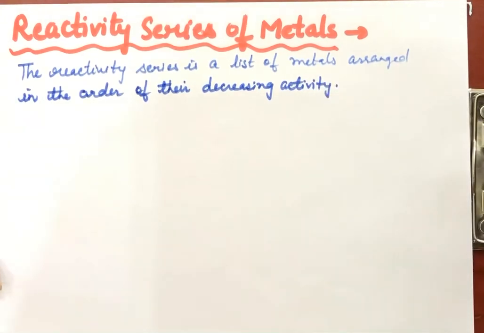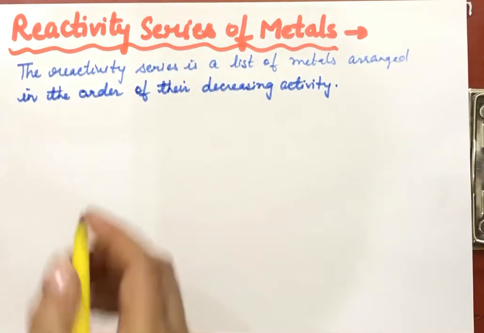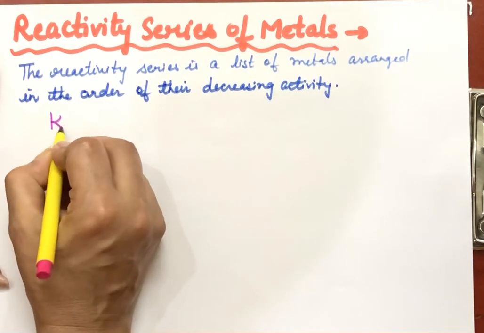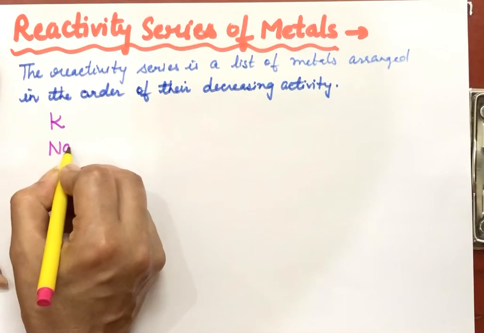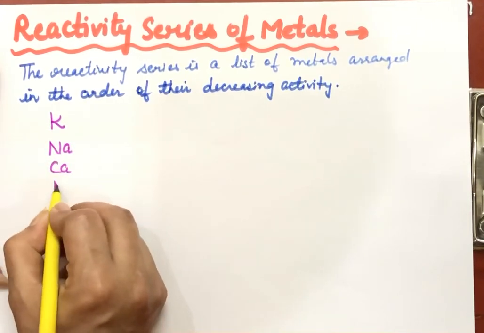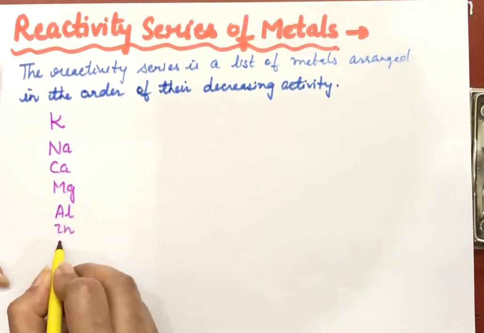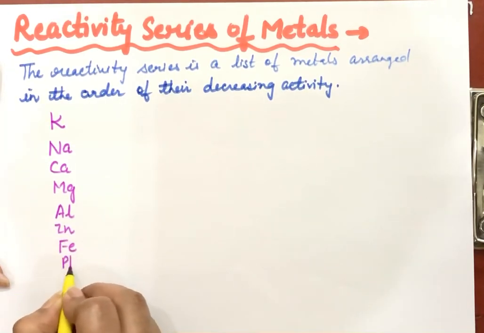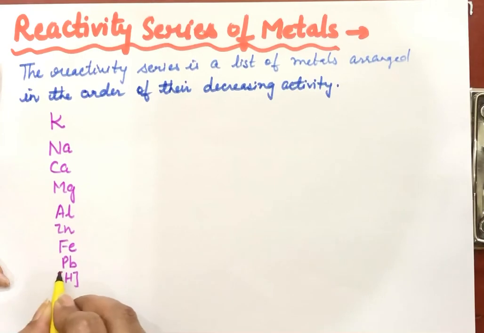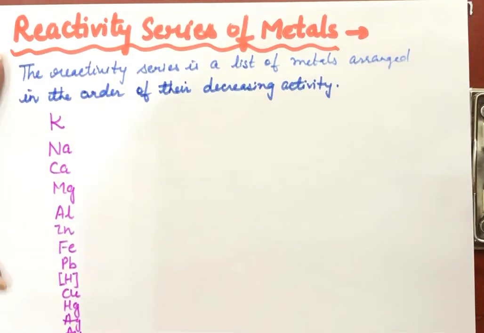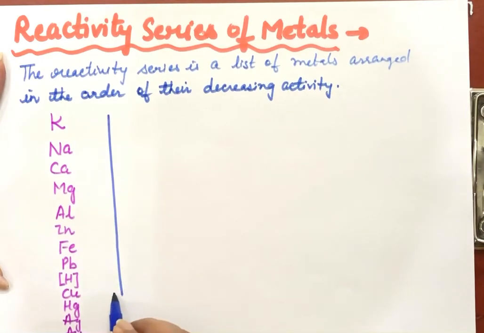So now here I am writing some of the metals according to their decreasing reactivity. First I am writing potassium, then sodium. I am using the symbols of these metals: magnesium, aluminium, zinc, iron, lead, hydrogen, which is a non-metal here, then copper, mercury, silver and gold. So all these I'm arranging like this.